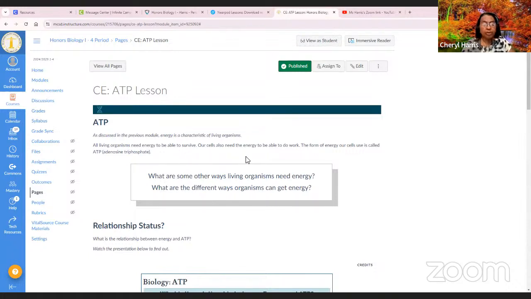Also remember that the definition for energy is the ability to do work. And for us, that means the ability to carry out life functions. That's work. Okay. And work is considered when you move something from one place to another. That's work.